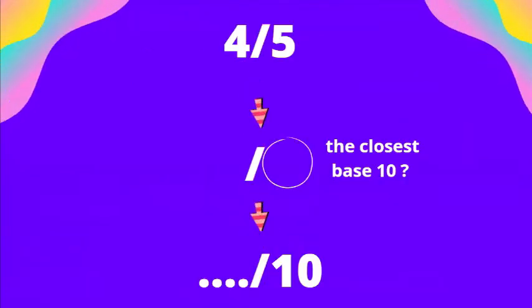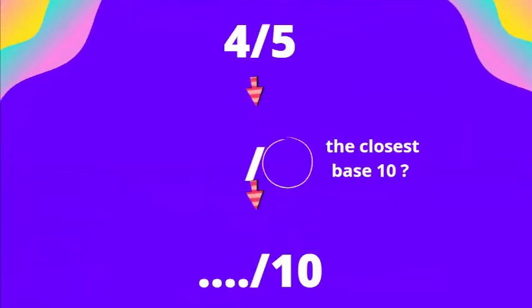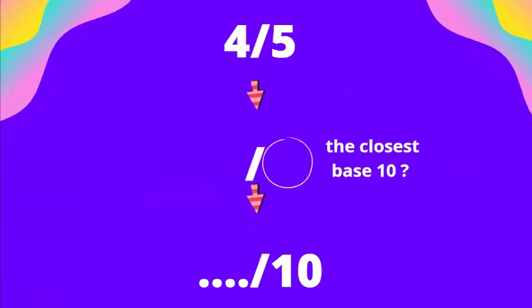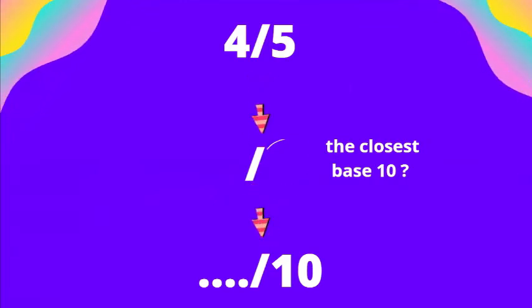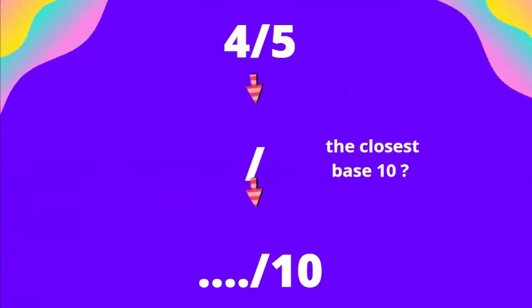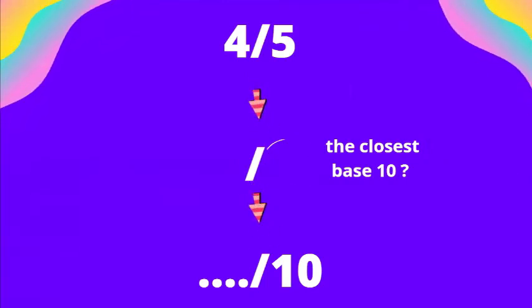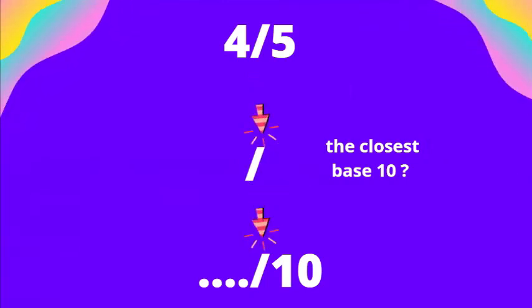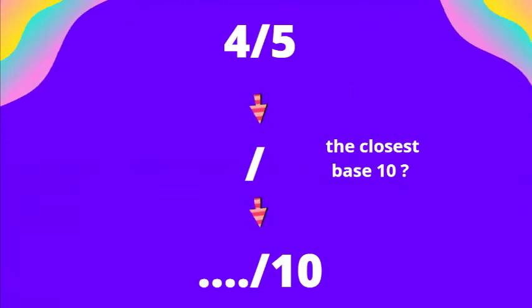Example, 4 over 5. Now see the denominator, number 5. Number 5 is closest to 10 rather than 100. It means just change it into 10. How? Like finding the equivalent fractions. Do you still remember how?